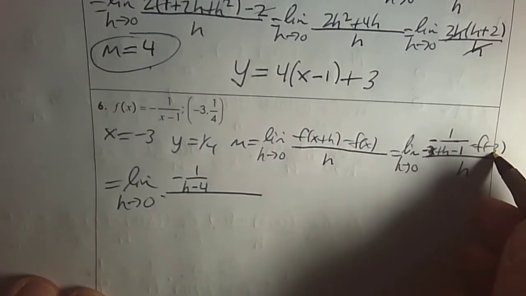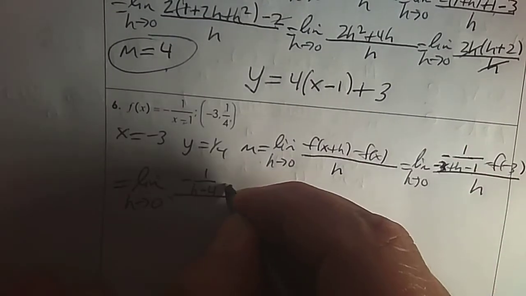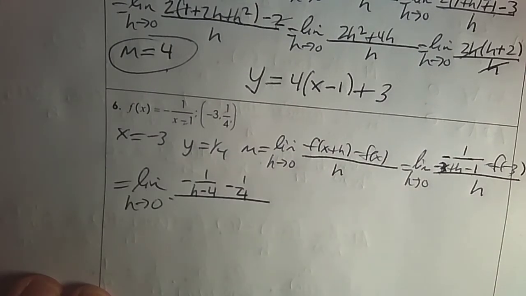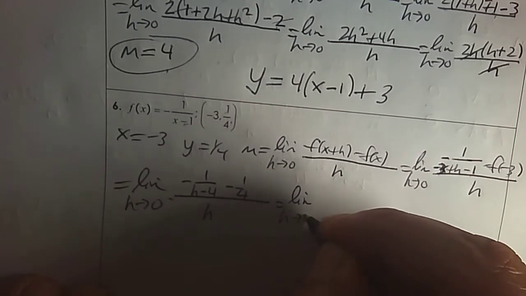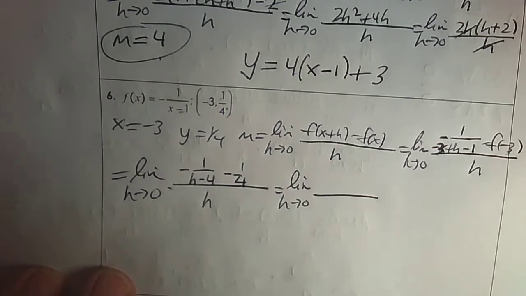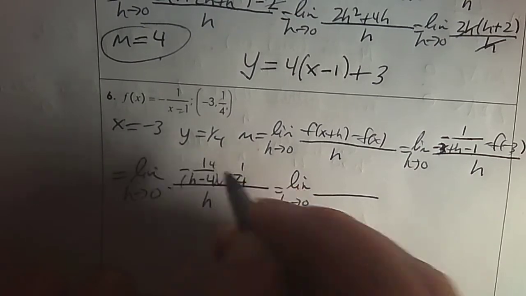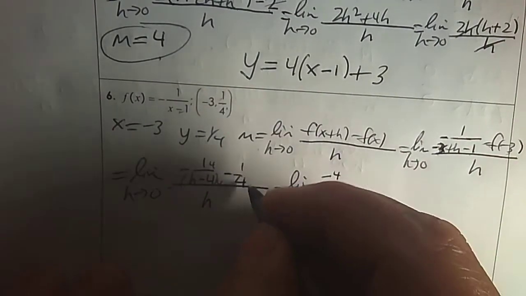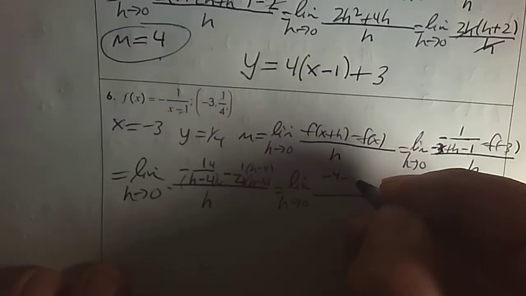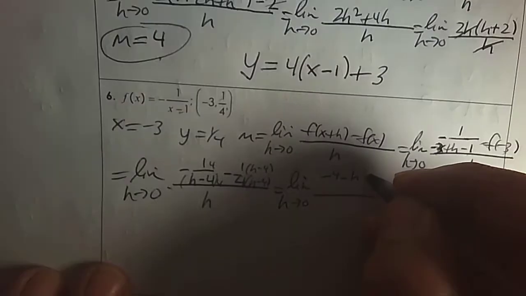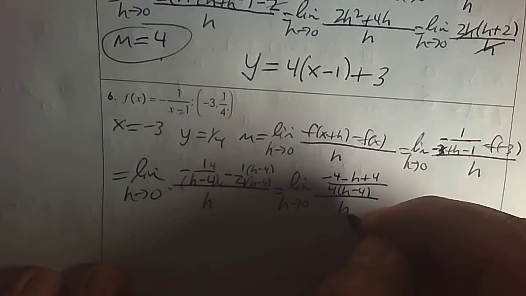If I plug -3 into here, we already know the y-coordinate, and the y-coordinate is 1/4, so that's helpful. So subtract 1/4, and that's all over h. Then the limit as h approaches 0 here, keep doing the math, I need common denominators. So the first denominator needs a 4 top and bottom, so that's -4. The second one needs an h minus 4, so I'll do that top and bottom. That gives me a -h but a plus 4 if I do that correctly. And then the denominator is 4h minus 4 all over h.